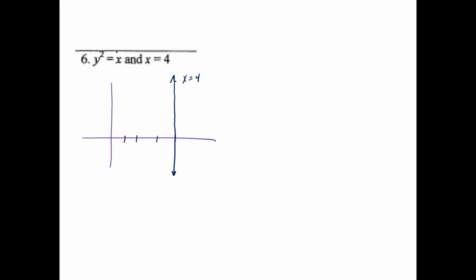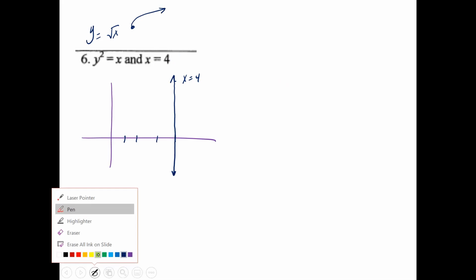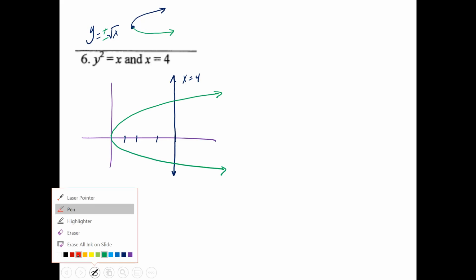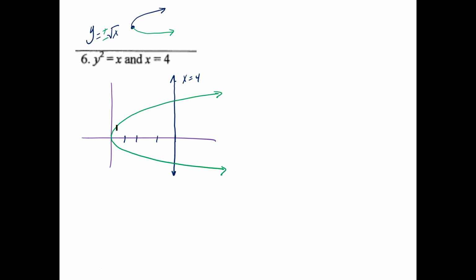Now, y squared equals x is the same thing as the square root of x, and remember the parent function of the square root of x looks something like that, like a squiggly thing. And you have the other part of this as well because it's a plus or minus. So it's going to start at 0 and it's going to look like a side parabola, like so. So then your area that you're looking for is going to be between right over here.